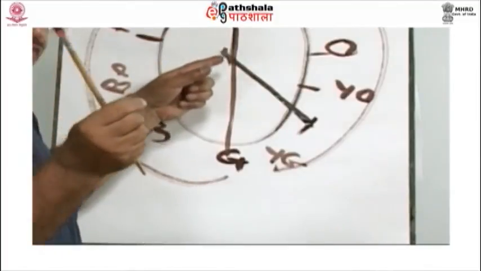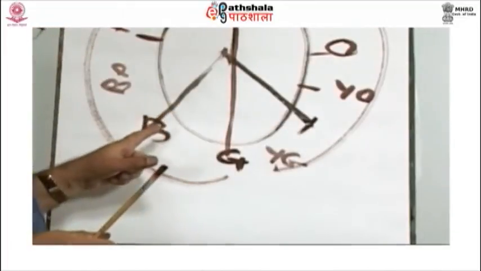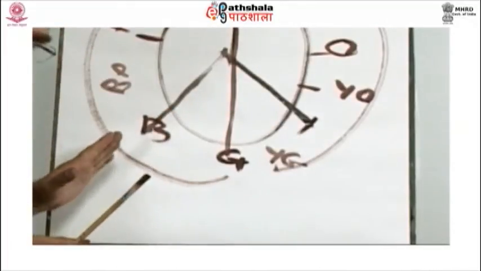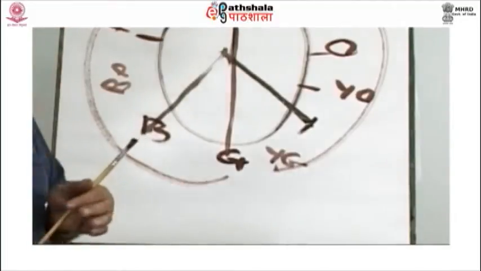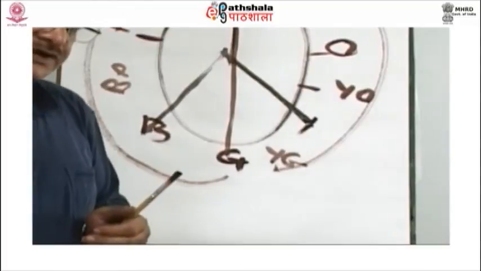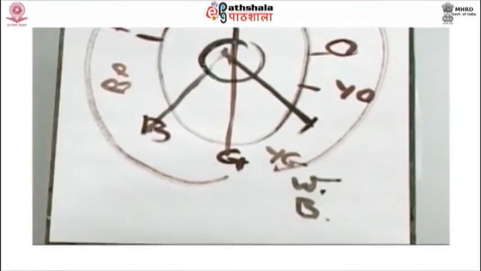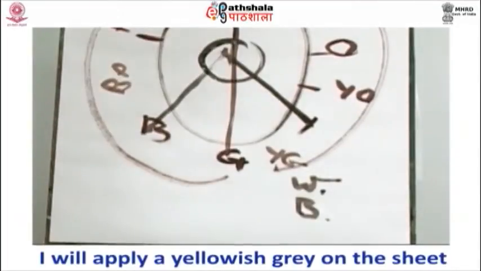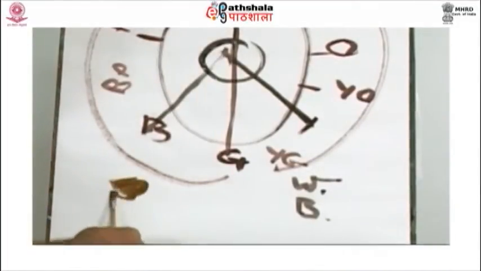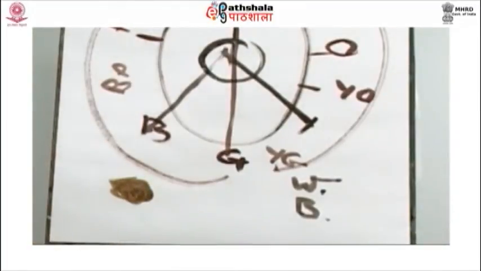The addition of white to any color results in tints, whereas the mixing of black will give us various shades of the same color. This is the language of color and art. I will apply a yellowish grey on the sheet. You will see this color being used in portraits.